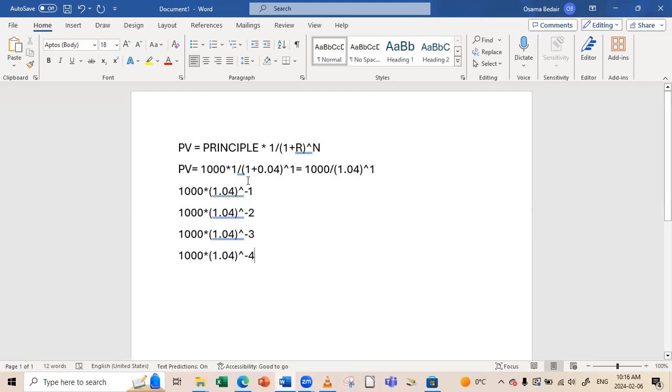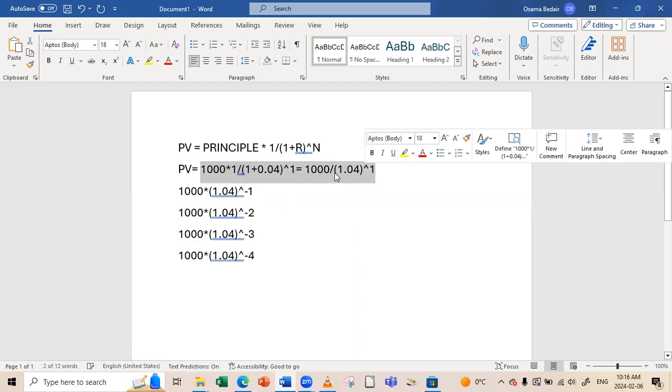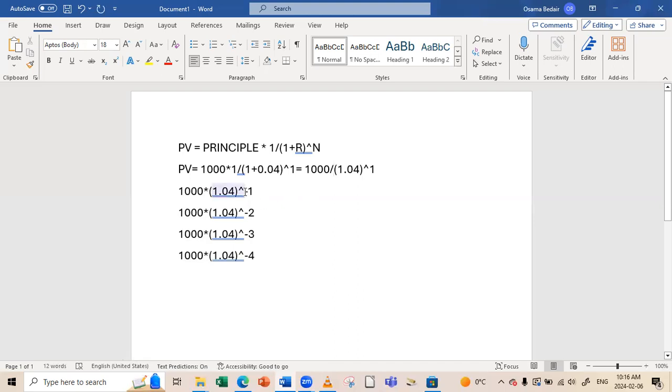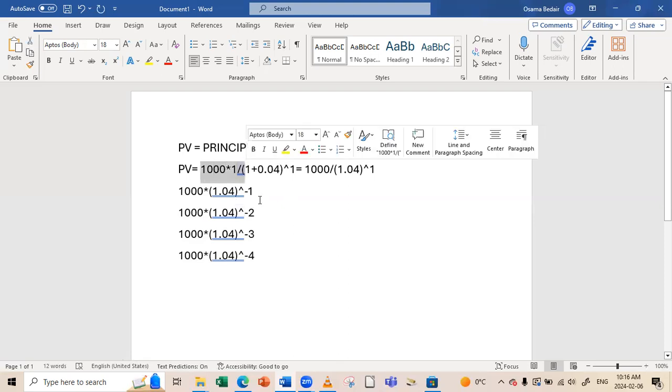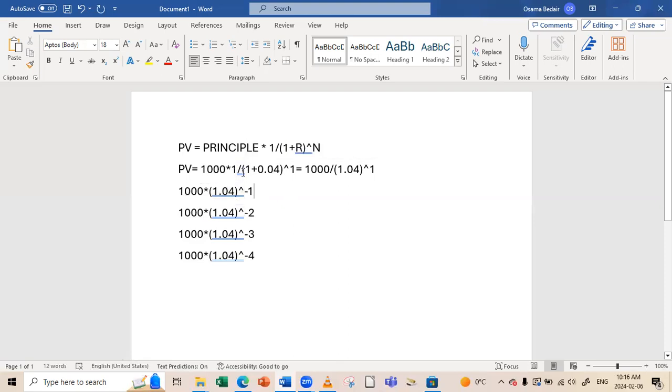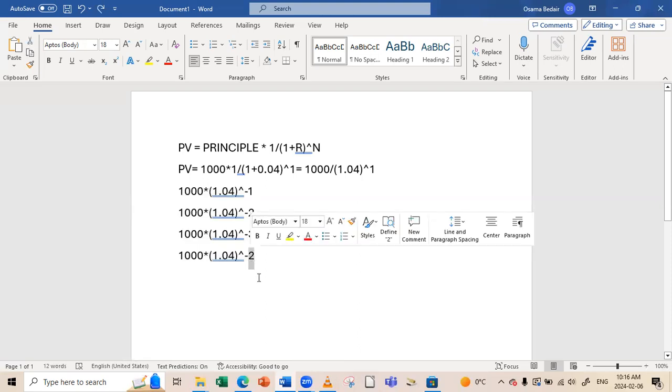You can also do it this way. You can say 1,000 multiplied by 1 divided by 1.04 power 1. When you do division, it's also the same, but with minus, because I converted from division into multiplication, like the way you see here. Okay, this is minus 4.